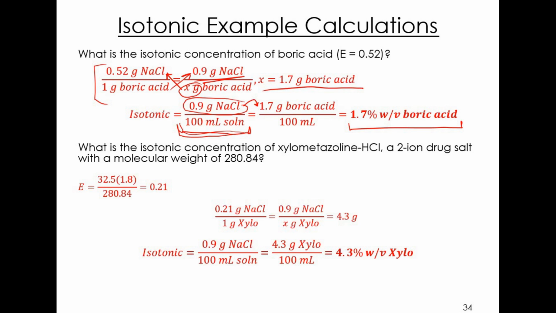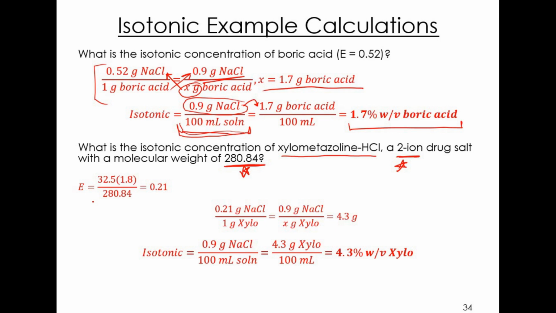In the next problem, what is the isotonic concentration of this drug xylometazoline hydrochloride, which is a 2-ion drug salt with a molecular weight of 280.84? We have a molecular weight, and we have the number of ions. We don't have an E-value, but we can use these values to determine what the E-value would be.